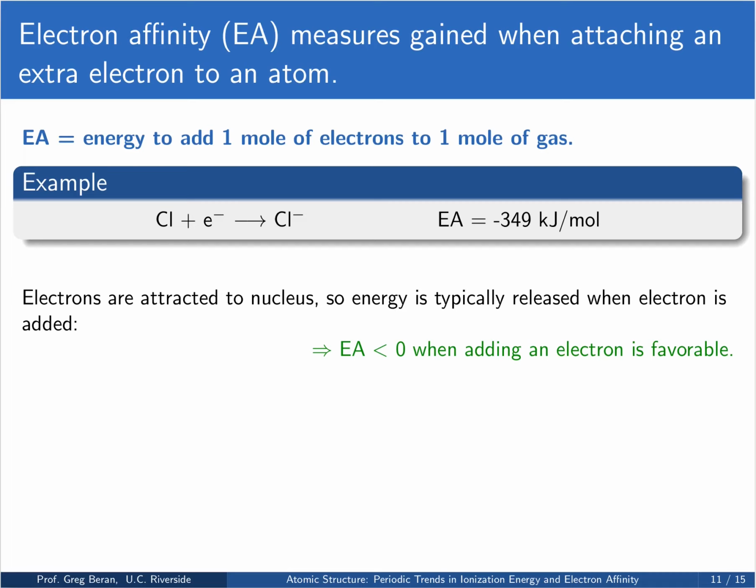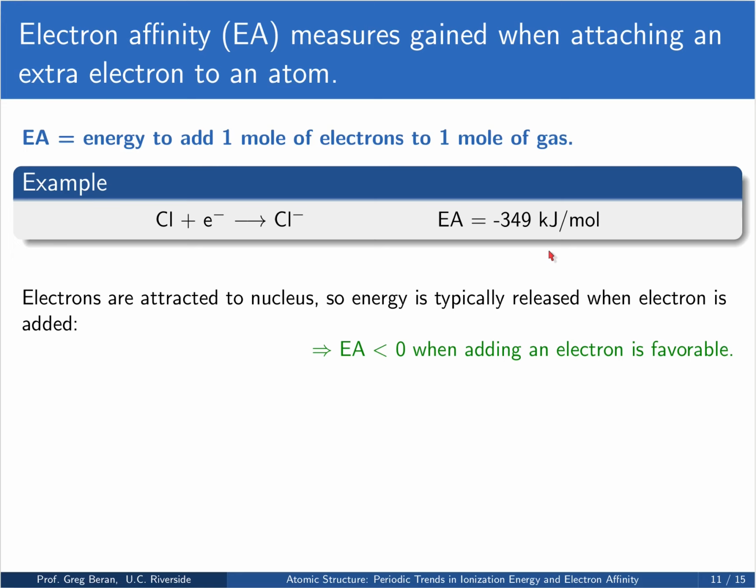Now let's turn our attention to electron affinities. The electron affinity is the energy associated with adding 1 mole of electrons to 1 mole of gas. Again, we can write a pseudochemical reaction for this process, such as chlorine plus an electron forms the chloride anion. The electron affinity for this process is negative 349 kilojoules per mole.